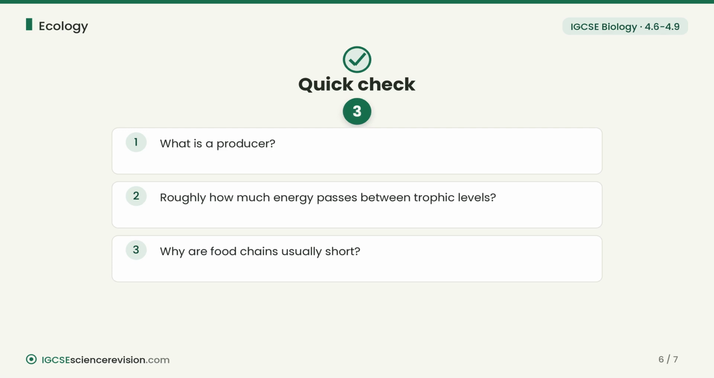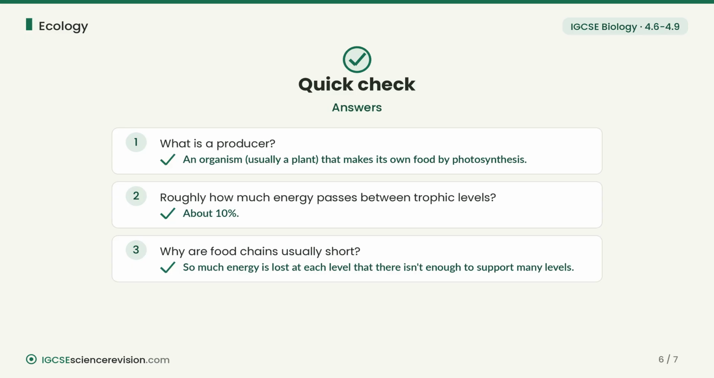3, 2, 1. Here are the answers. 1. An organism, usually a plant, that makes its own food by photosynthesis. 2. About 10%. 3. So much energy is lost at each level that there isn't enough to support many levels.